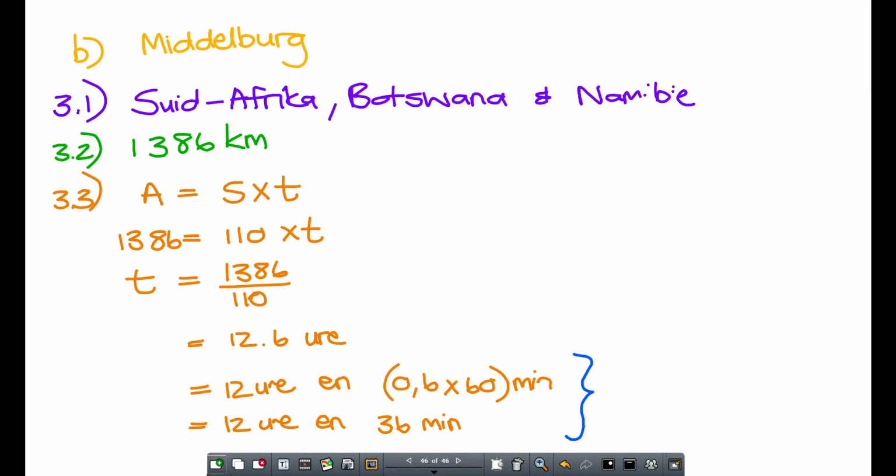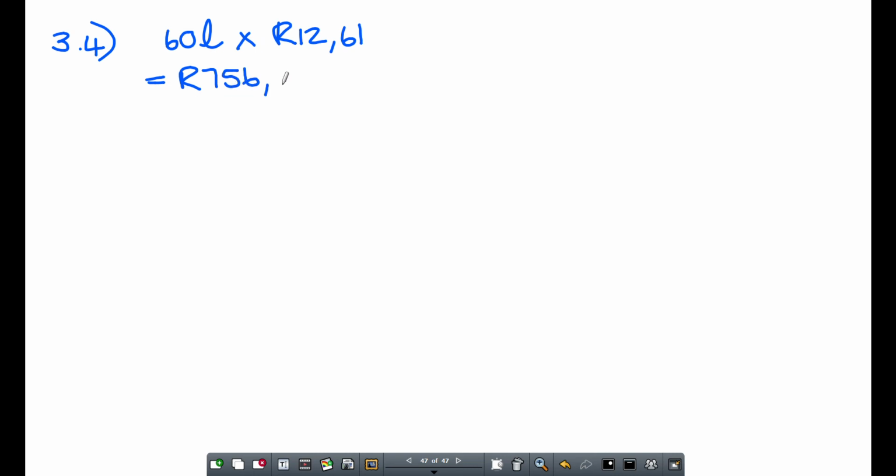Anyone still copy? Okay, so her car takes 60 liters. En elkeen van daai liters cost R12.61, so that's why I multiply. So it's going to cost her R756.60 to fill up her car.